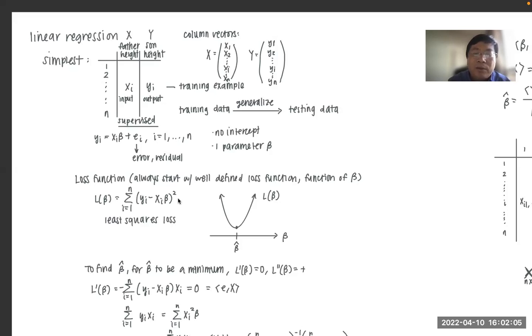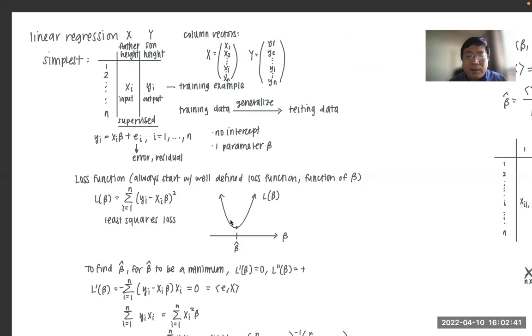And we call this a least square loss, because the loss is in the form of the summation of all the squares of the discrepancies. Sometimes we call this yi minus xi beta the error. Sometimes we also call this the residue. That is, after we fit the linear regression model, how much is still left unexplained for this yi. And this function is quadratic. The least square function is quadratic in beta.